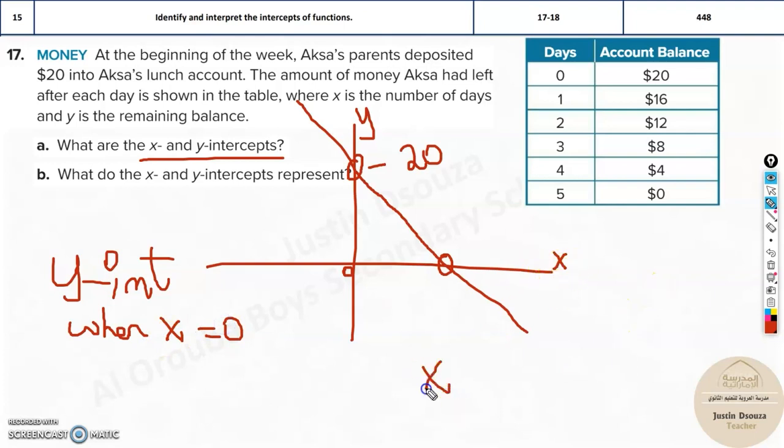In the same way, where is the X-intercept? It will be some value of X. It is 5, over here. The X value is 5 when the Y value is 0. It is very easy to remember. The Y-intercept is when the opposite axis, x, is 0, and the X-intercept is when the opposite axis, y, is 0. That is it.